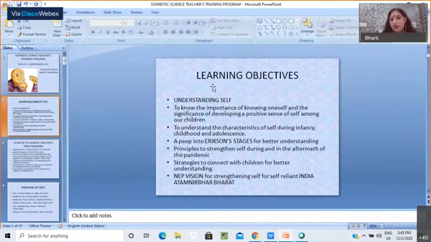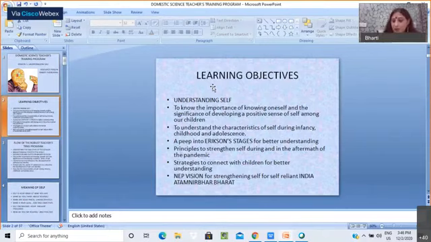That's the significance of developing a positive sense, which is the basic base or the root for the overall integrated and holistic development of children. I hope you all agree with me. And during this session, we would be able to understand the characteristics of self during infancy, childhood, and adolescence, because I'm sure when you are dealing with children with middle childhood years, you are coming in contact with children, you know, look with their past, and of course how you're going to prepare them for their future endeavors.